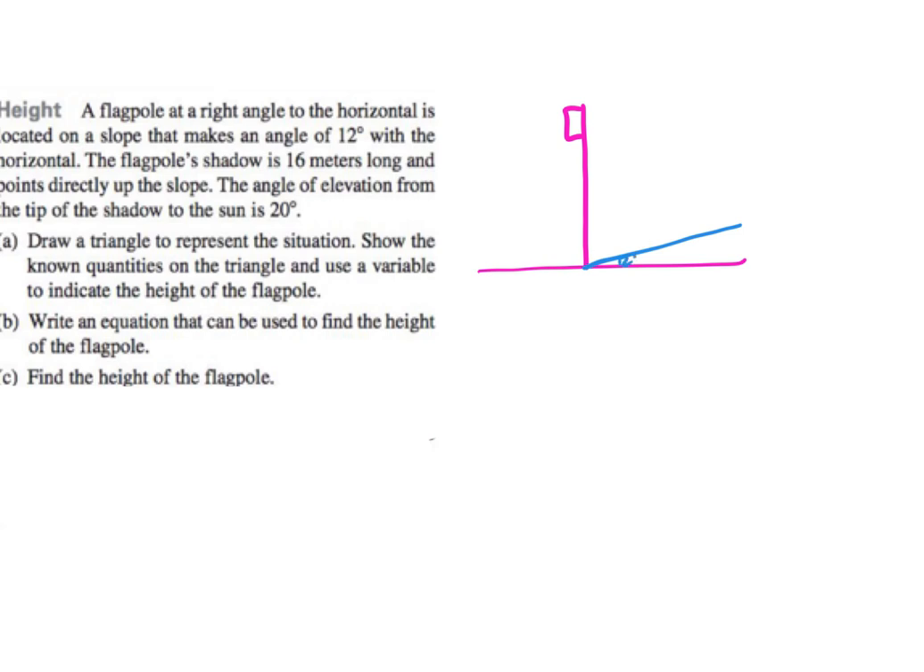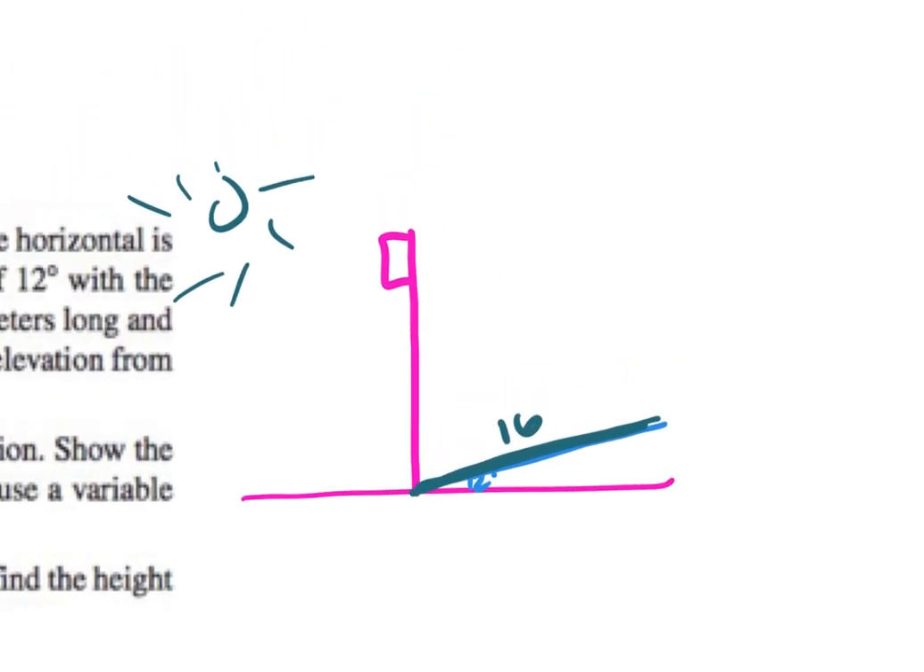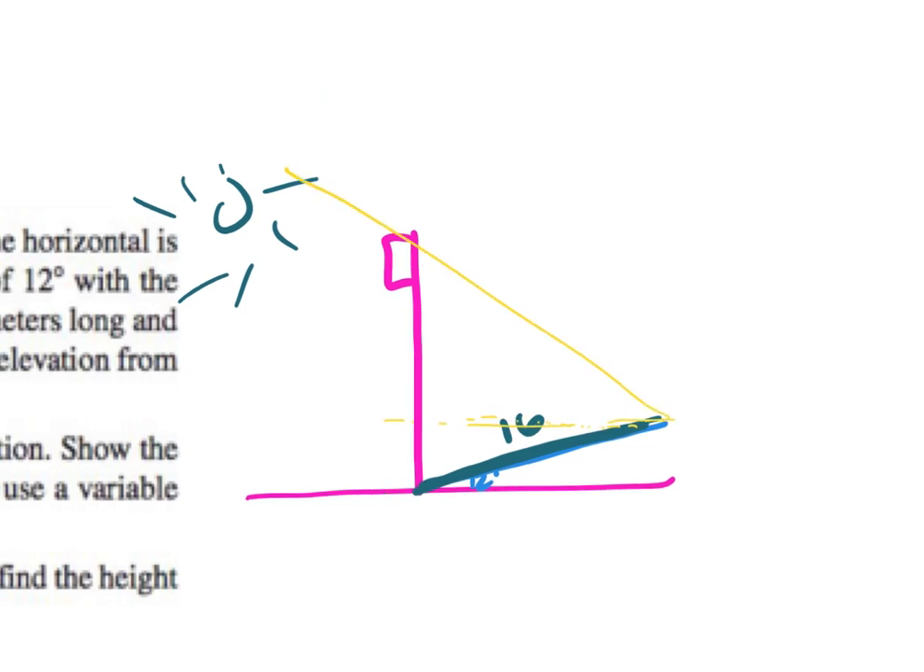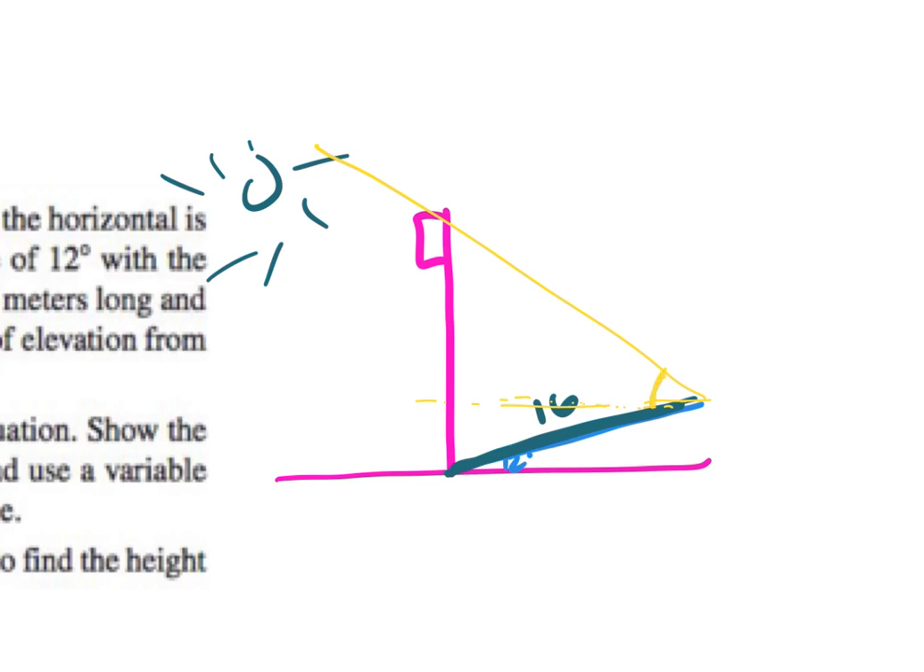And let's say the sun's over here. I don't know why it's a green sun, but it's a green sun. The sun's over there. That means that this back here would be my shadow. And it says the shadow is 16 meters long. But then it says the angle of elevation from the tip of the shadow to the sun is 20, which means angle of elevation goes from level, which means I kind of have to draw an imaginary level here, up to the sun. So this in here is 20 degrees.